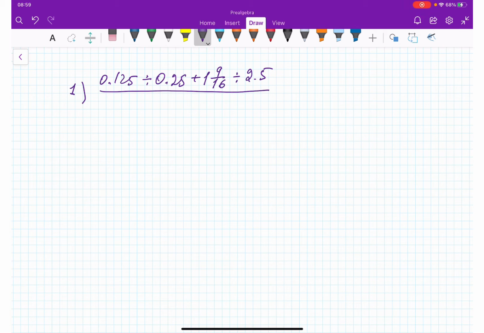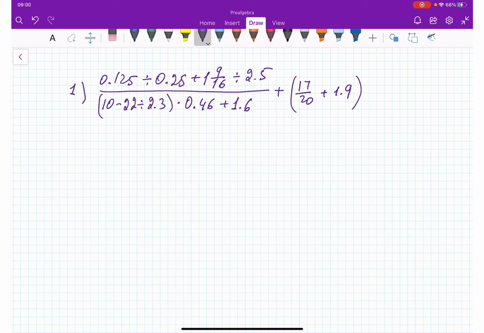This all is divided by 10 minus 22 divided by 2.3, times 0.46 plus 1.6, adding 17 over 20 plus 1.9 and times 0.5.